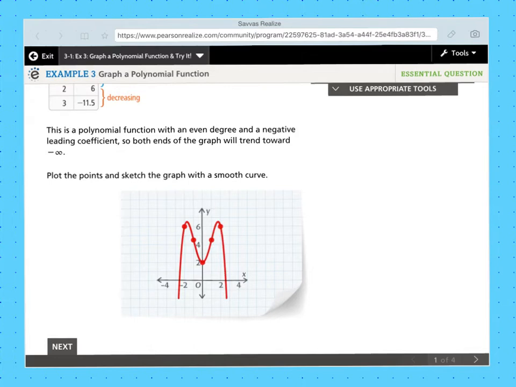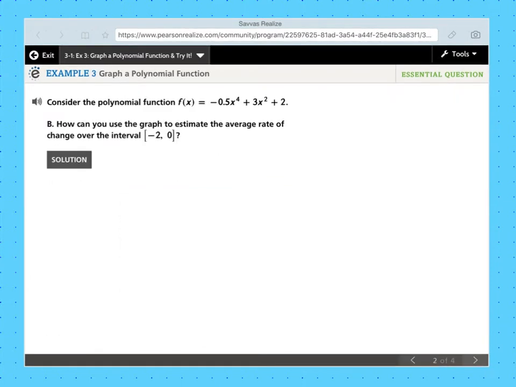It's not precise. If you graph it out in decimals, you will get a precise one, but this is good enough. Here is an example that links to Algebra 1, rate of change, or slope rather. It says, here's the function, still the same function. How can you use the graph to estimate the average rate of change over the interval of -2 and 0?